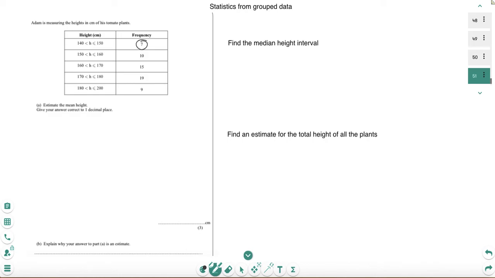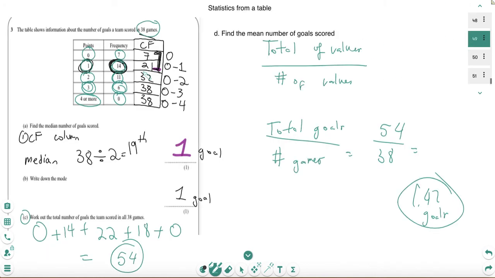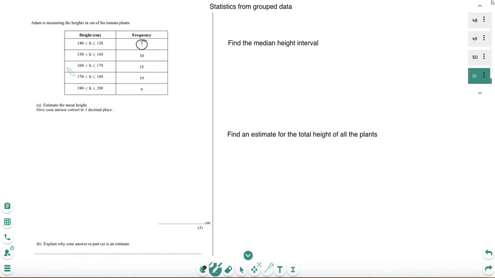The only difference in this table compared to the last table is that the categories were fixed: 0 goals, 1 goal, 2 goals. Now here, the categories are grouped, or there's a range to it, okay? But it's very similar. So let's have a look.